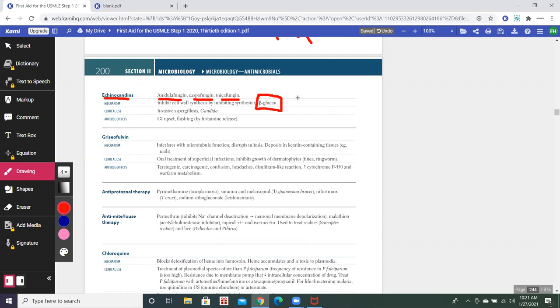Now, do you guys remember peptidoglycan was the cell wall structure for bacteria? For fungi, you have beta-glucan. Okay, clinical use, it's used for invasive aspergillosis and candida infections. So for invasive aspergillosis and candida infection.